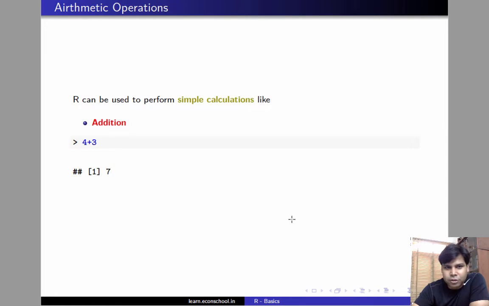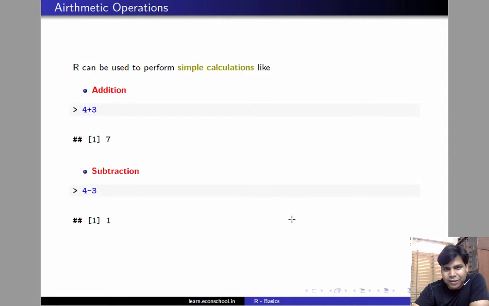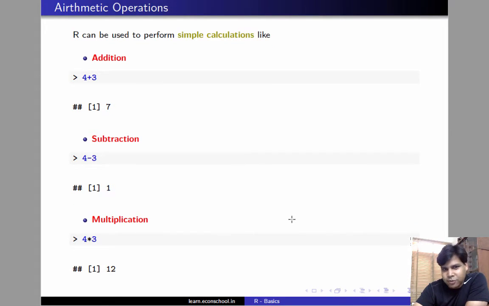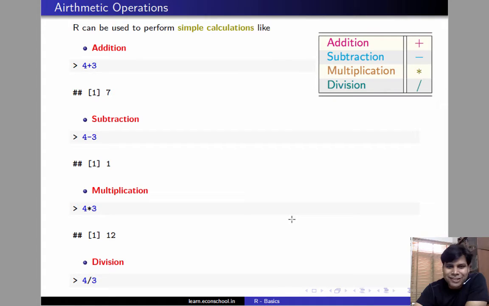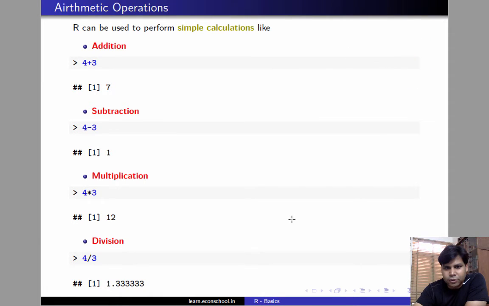If you want to subtract two numbers, simply type 4 minus 3 in the console and press enter. The result will be displayed. If you want to multiply, you just need to type 4 star 3 and the result will be displayed when you press enter. To divide, you're going to just type 4 slash 3 and then press enter. The result will be displayed in the console.